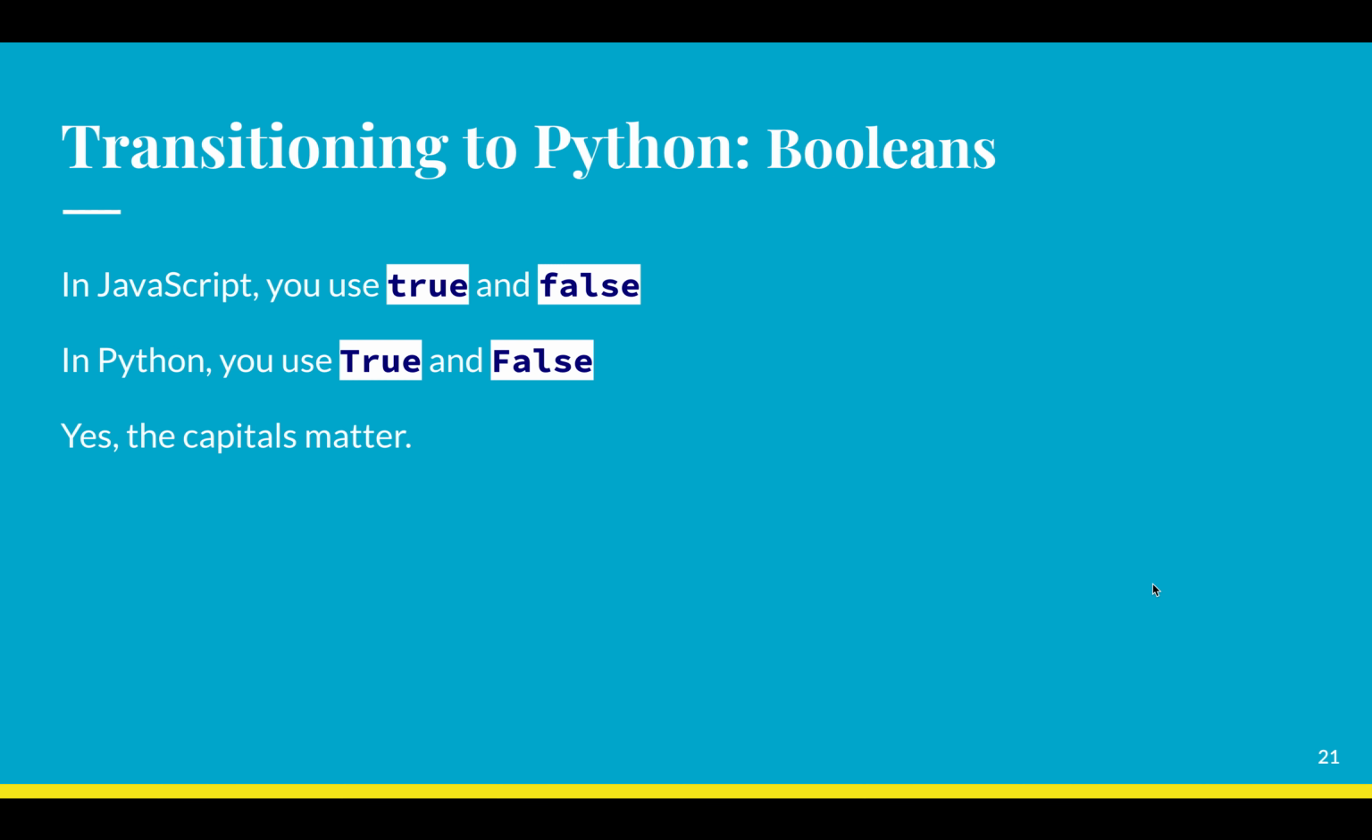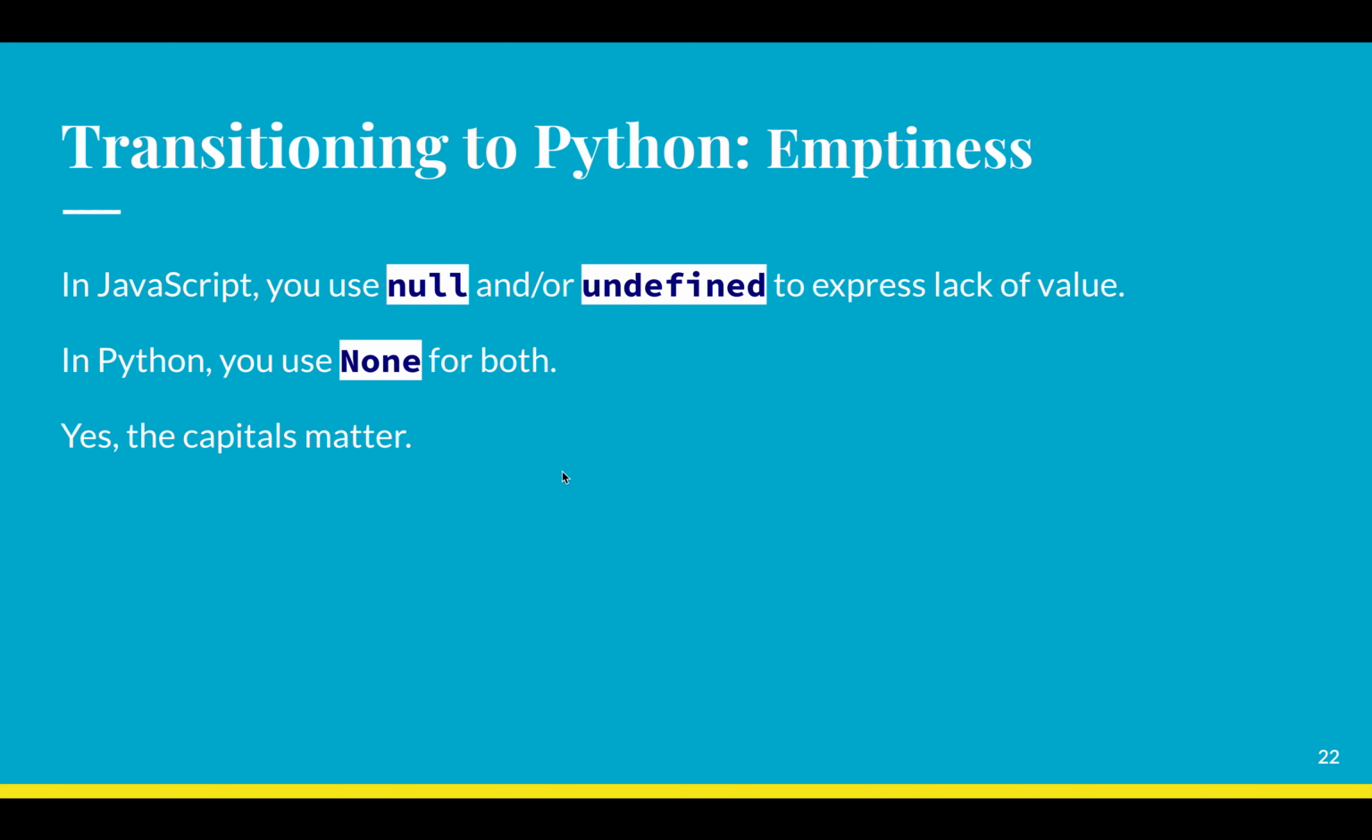In JavaScript, we use true and false in all lowercase, and in Python, the Boolean values True and False must have the first letter in uppercase. Yes, the capitalization matters. It would be a syntax error if you wrote true with the lowercase t in Python. Same for False. In JavaScript, when we want to talk about nothingness or emptiness, we use null or undefined. In Python, we use the keyword None. And yes, the first letter of None must be in uppercase as well.